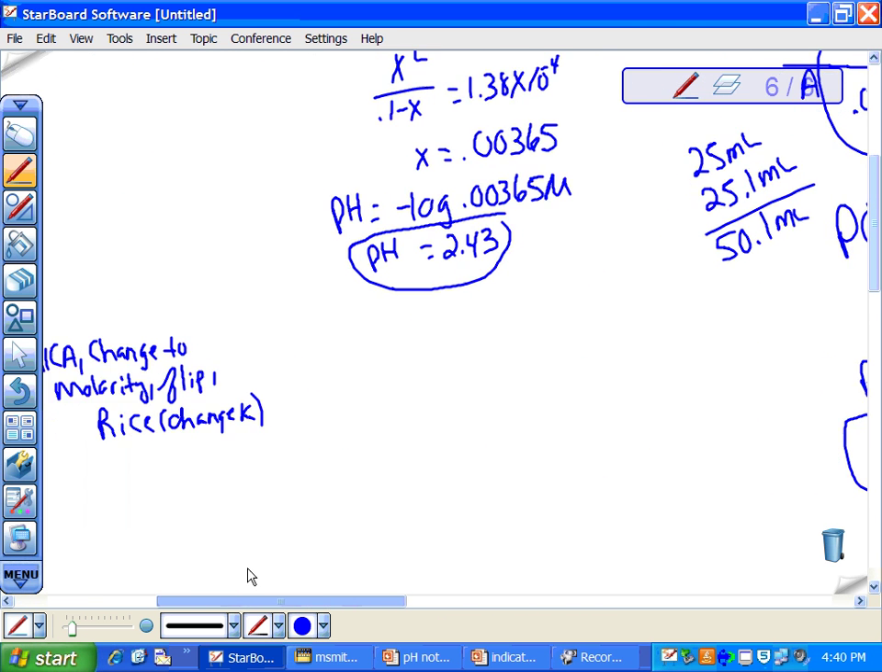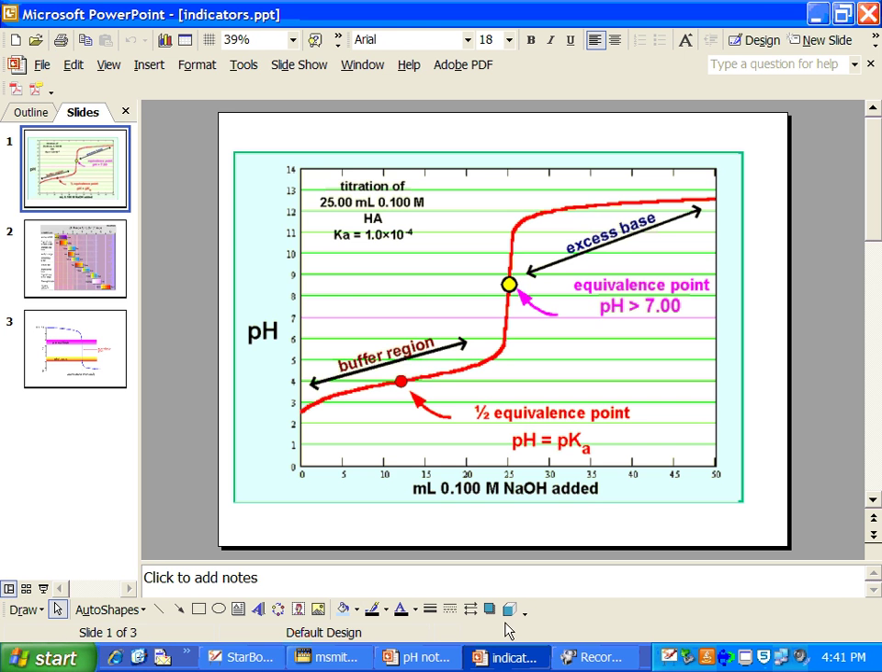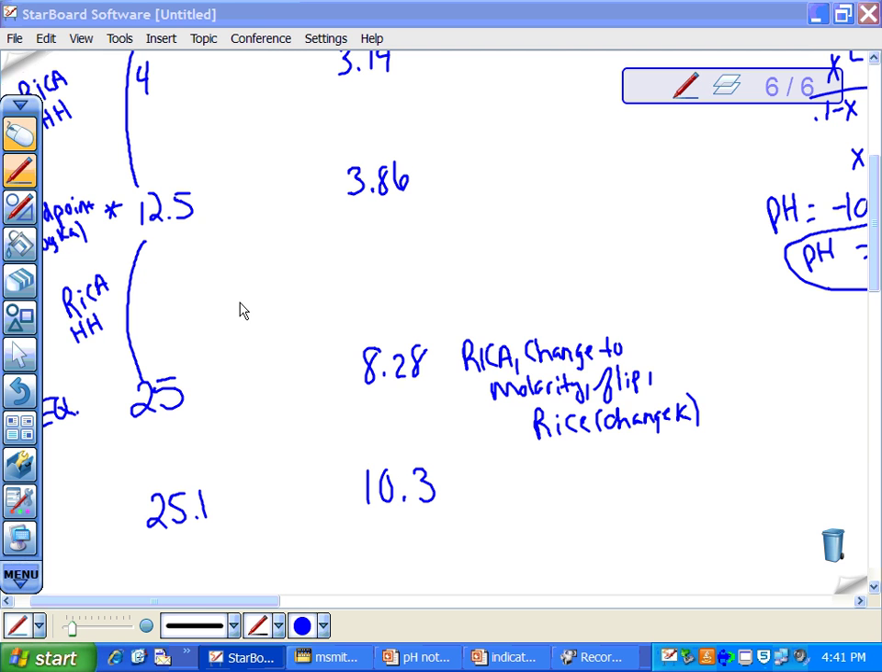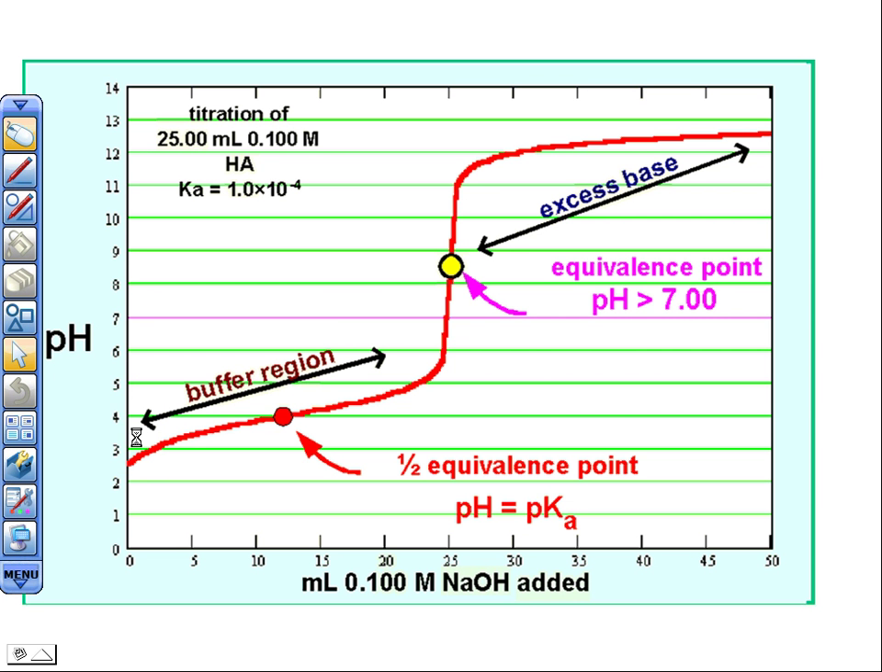So back to my chart. This was the 25.1 mark. You'll get a pH of 10.3. So what we should see going on, let me pull up this little thing here. We should see it starting out low, then it goes up, and then it peters out again. So this is the way our graph should look, something like this.